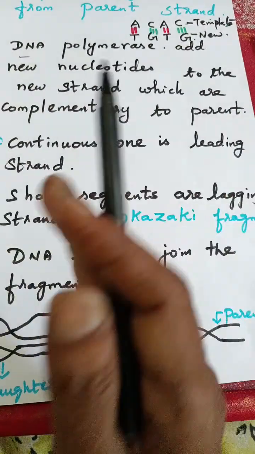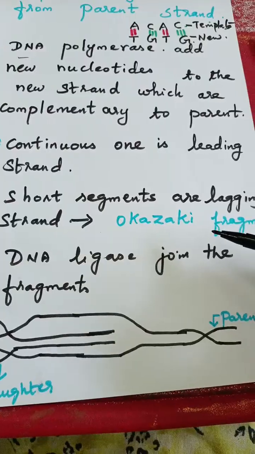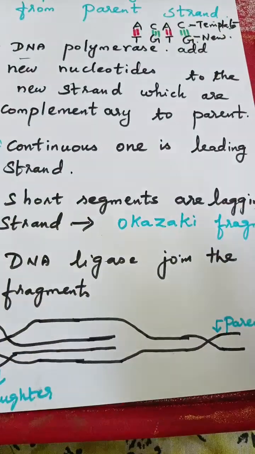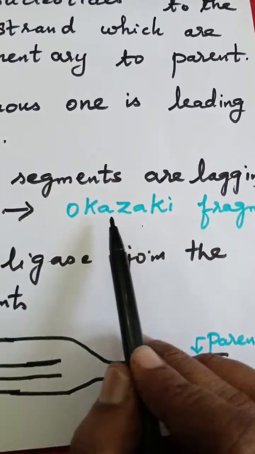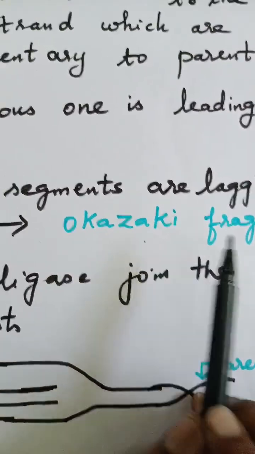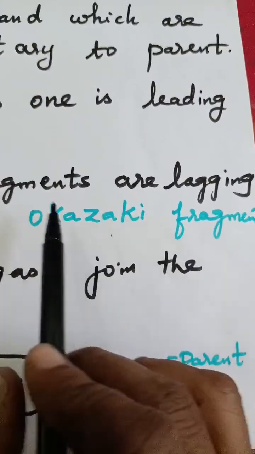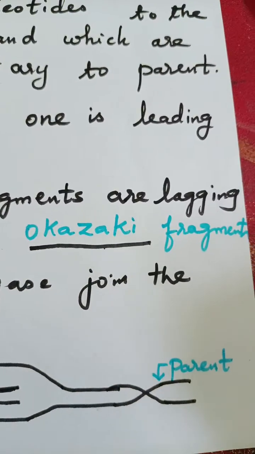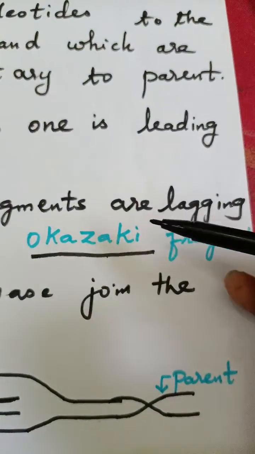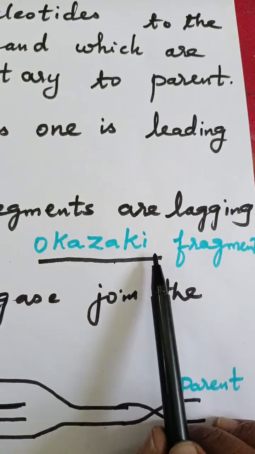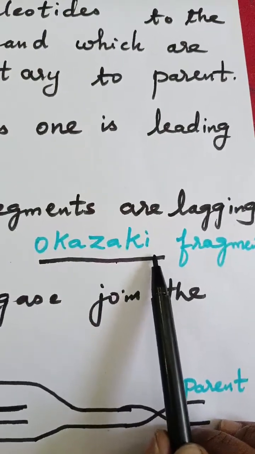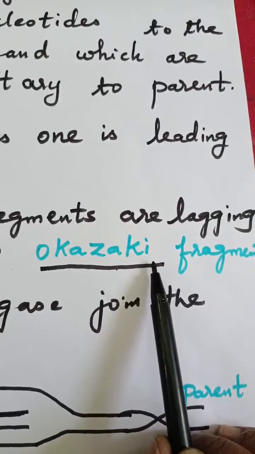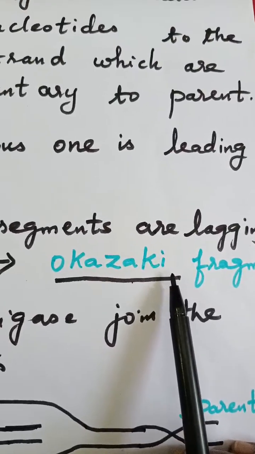There is a break in between them. The short segments will be produced. That will be fragment formation, and that fragment formation is called the Okazaki fragment. Why is this called Okazaki? Any idea? Today's home assignment is to go and find out why it is called the Okazaki fragment. This is today's assignment for you people.